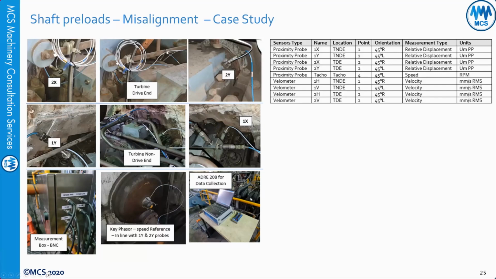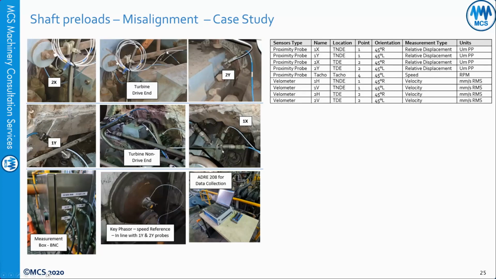So as you can see here, these are the 1x and 1y probes for the turbine non-drive end, and the orientation was 45 right, 45 left, relative displacement, and we have 2x and 2y. We have the tachometer, and then we have the 4 velometers on the bearing cap.